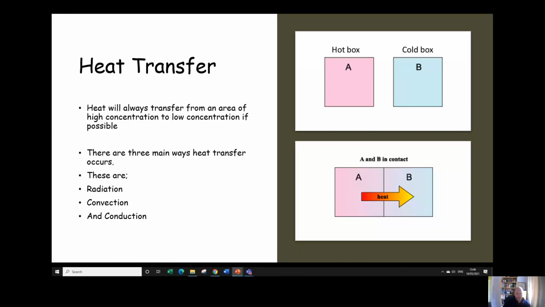Now we're going to look at heat transfer. Heat will always transfer from an area of high concentration to low concentration. Essentially, heat will always go from hot towards cool. And there are three main ways that heat transfer can occur. These are radiation, convection, and conduction.